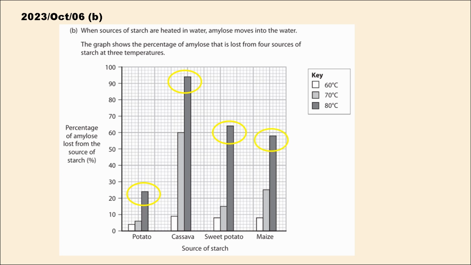And the question asks for conclusions regarding the effects of temperature and the source of starch on the loss of amylose. So if we analyze the data, we see that the loss of amylose increases with higher temperatures for all sources. And additionally, you can say the highest loss of amylose is consistently seen in cassava at all temperatures.